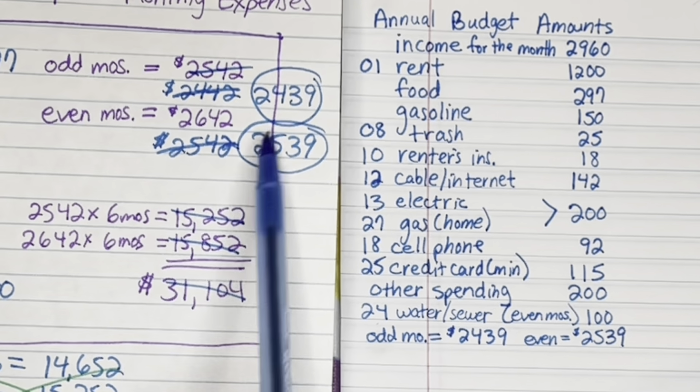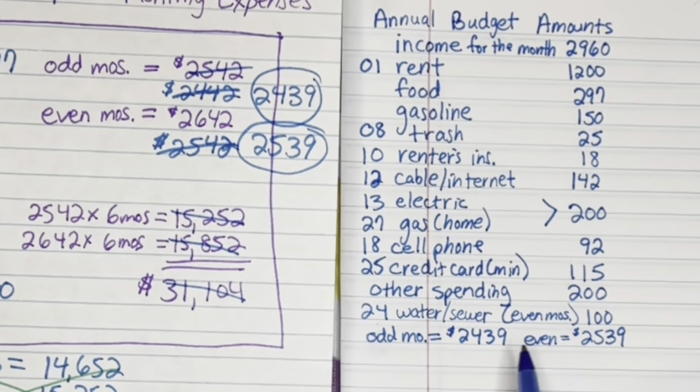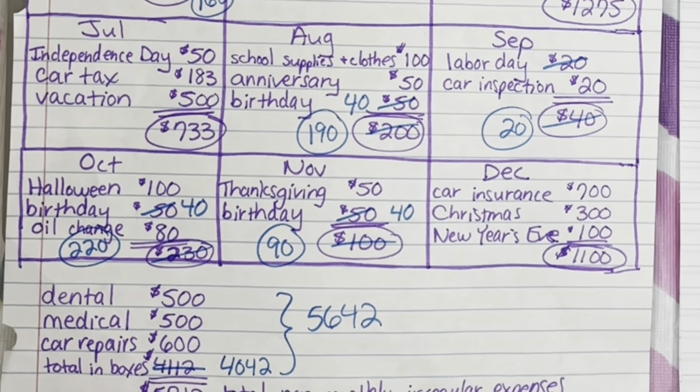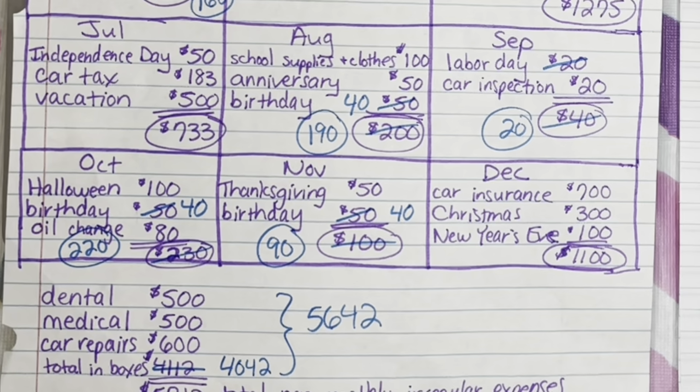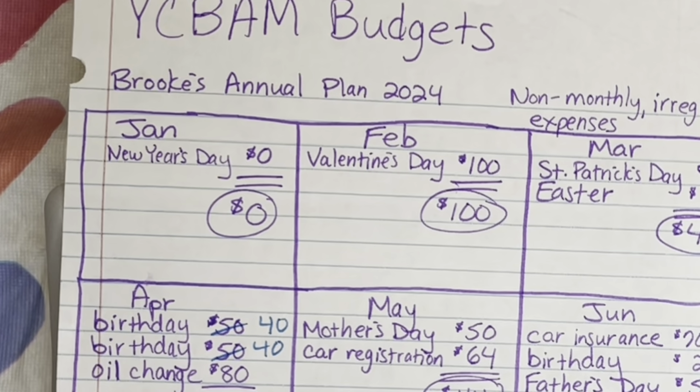The total amounts for odd months were $2,439, and then the even months the total is going to be $2,539, and we moved that over also. This second sheet shows the non-monthly, the irregular expenses that don't occur every single month. We've broken them out by month in the annual budget, and we want to transfer them over onto the one sheet of paper. So we'll transfer January.